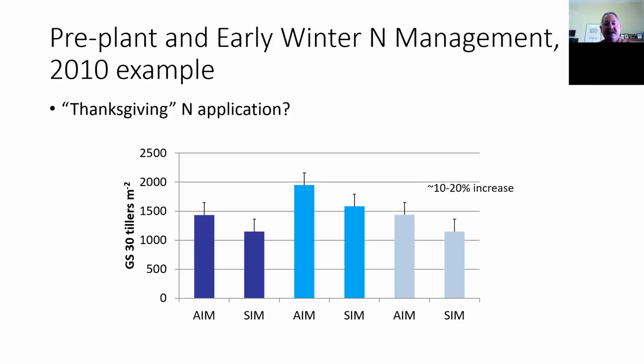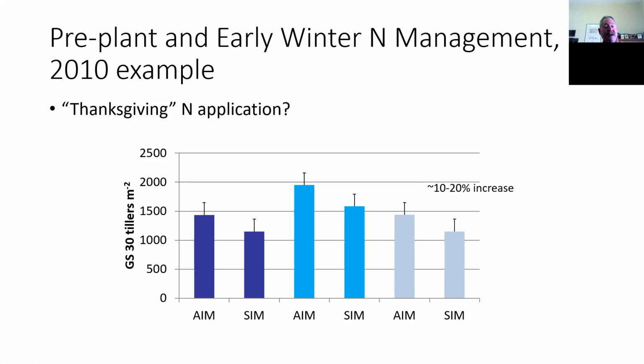And the other thing that we've been working on now for several years, and a number of growers have adopted, is what I would call a Thanksgiving or deer season nitrogen application. In this particular case, we call this advanced management and standard management. But in all these cases at this point, the only difference between the standard and the advanced at this time in the season is that we put 30 pounds of nitrogen on in late November, and we got a 10 to 20% increase in tillering in the springtime.